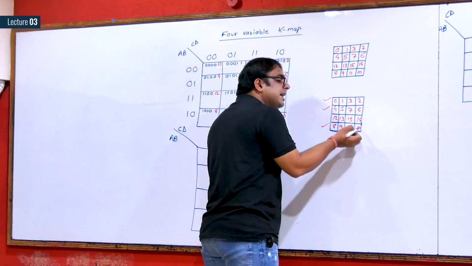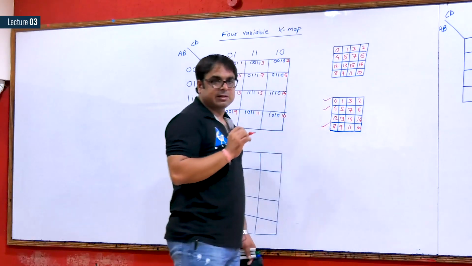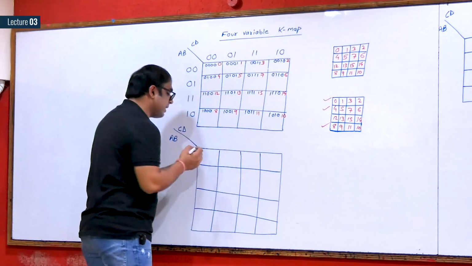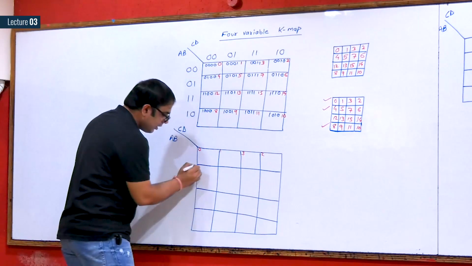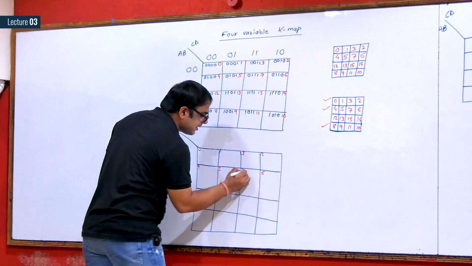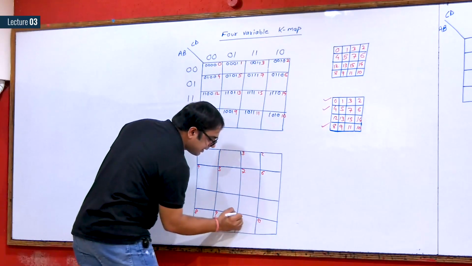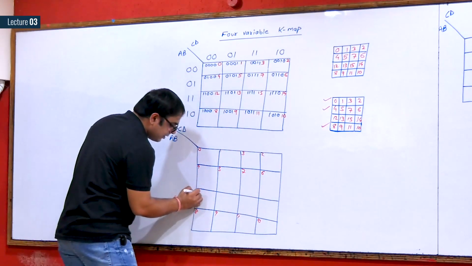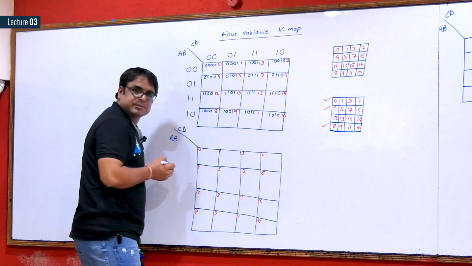Here also 8, 9, last one is 10, second last one is 11. So this is how you fill the cell numbers. Again one last time. 0, 1, 2, 3. 4, 5, this one is 6 and this one is 7. 8, 9, this one is 10, this one is 11. 12, 13, this one is 14 and this one is 15.